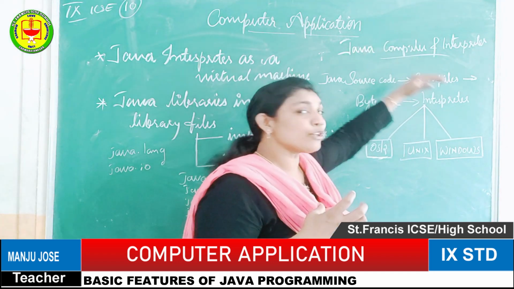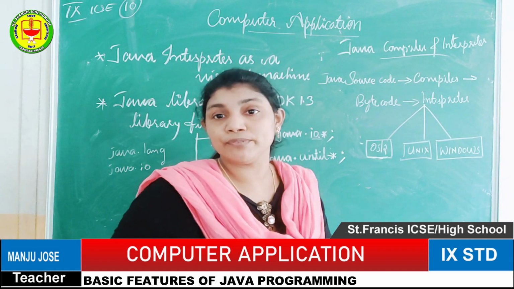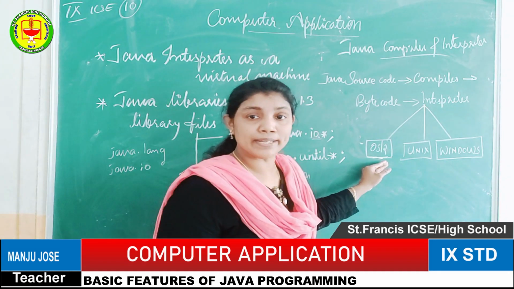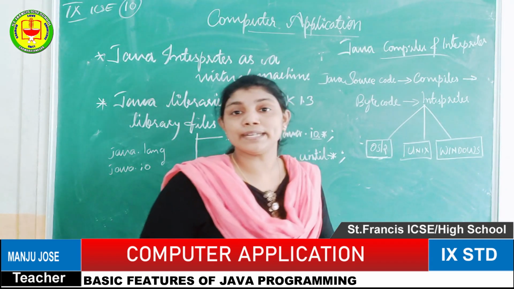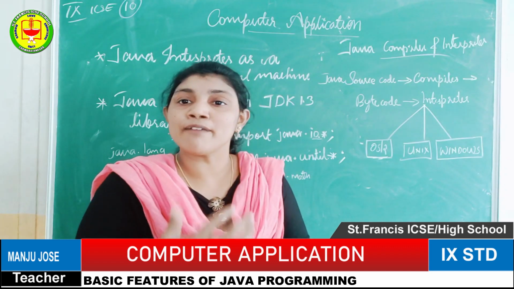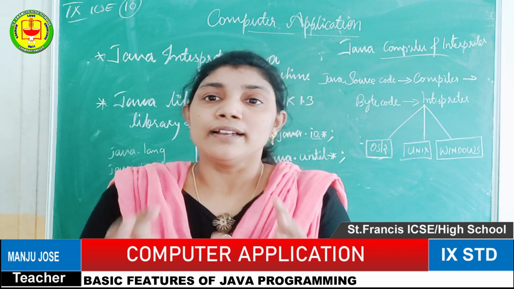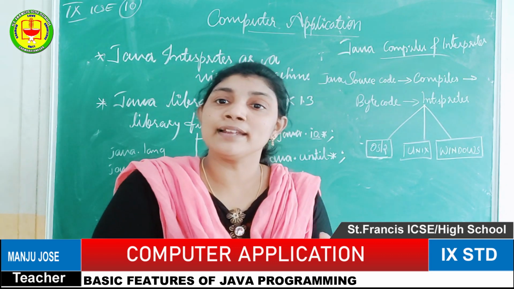Okay, so this output will be sent to the different types of OS installed in our system, like OS/2, which is a type of operating system, and Unix is an operating system, and also Windows is an operating system. So this is the way Java programming works. Once again I will explain how Java works with both compiler and interpreter.